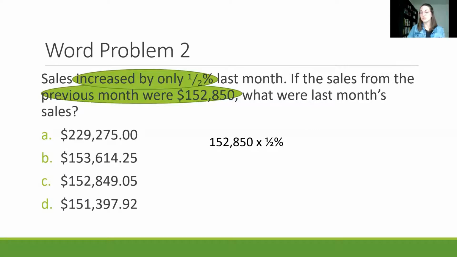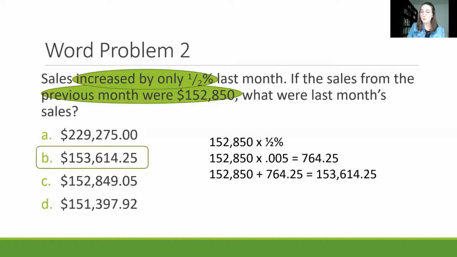152,850 times 0.5%. Now 0.5%, if we write that as a decimal, think about what 1% as a decimal would be, 0.01. So to get half of that amount, we would need to do 0.005. So that's the decimal form of 0.5%. Don't let this confuse you. Some folks will see 0.5% and they'll say, oh, 50% is half. But we're not saying 50% here, we're saying much lower, just half of 1%. So if we multiply those together, we get 764 and 0.25, or 25 hundredths. And if we add that to our original, we know that last month's total would be $153,614 and 25 cents.